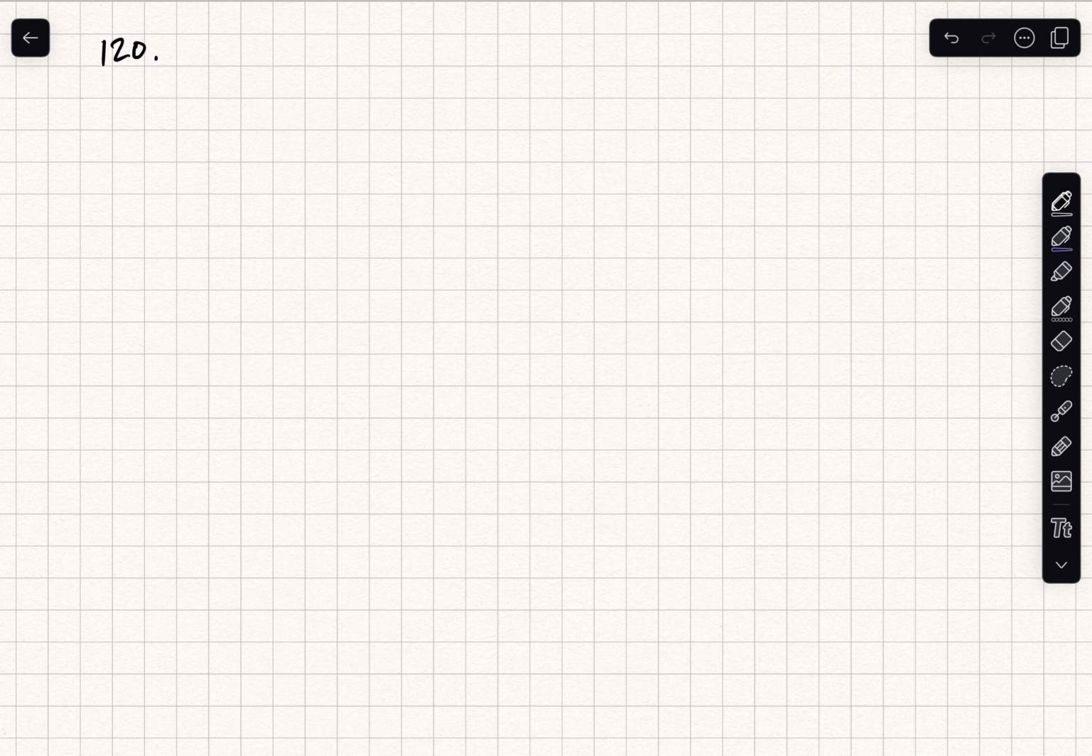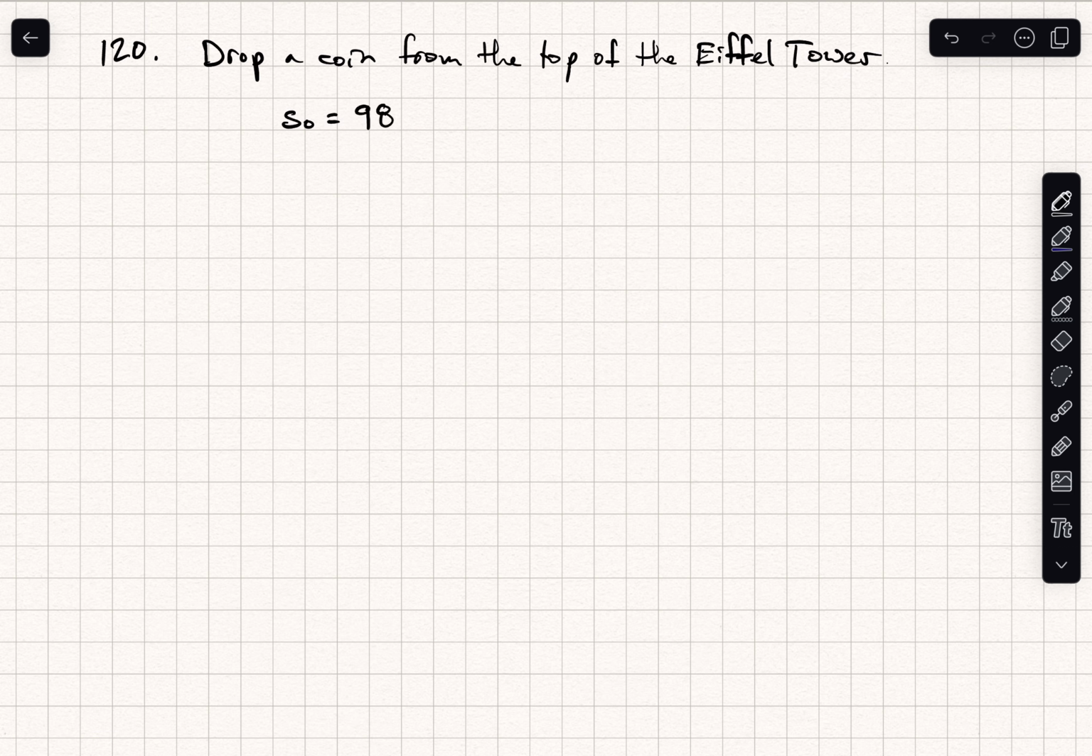For 120, we're going to drop a coin from the top of the Eiffel Tower. So our initial position is the top of the tower is 984 feet. So for part A, we're going to use the position equation to write a mathematical model for the height of the coin. So since we're dropping the coin from rest, our initial velocity is 0. So we can rewrite our position equation using these values for v0 and s0.